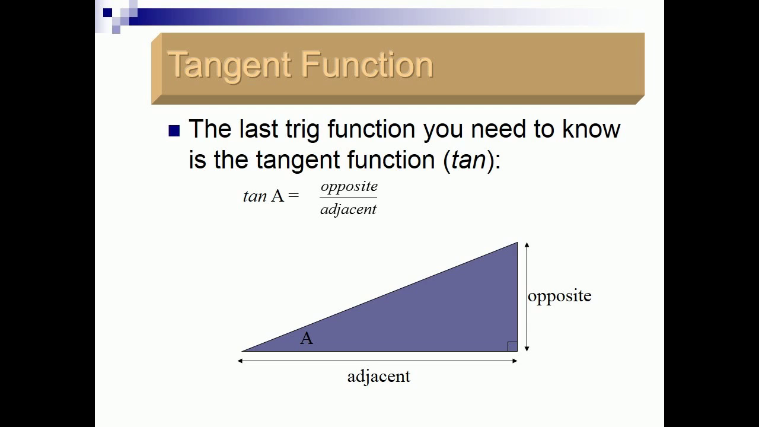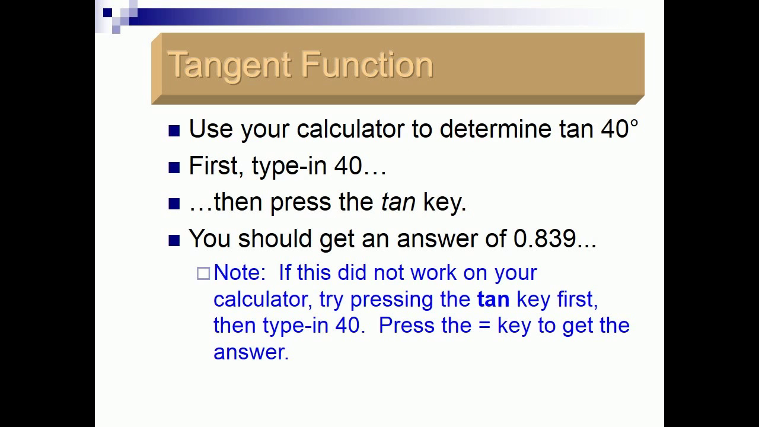Tangent function. The last trig function you need to know is the tangent function, tan. Tan theta equals opposite over adjacent. Use your calculator to determine tan 40 degrees. First, type in 40, then press the tan key. You should get an answer of 0.839. Note, if this did not work on your calculator, try pressing the tan key first, then type in 40. Press the equals key to get the answer.